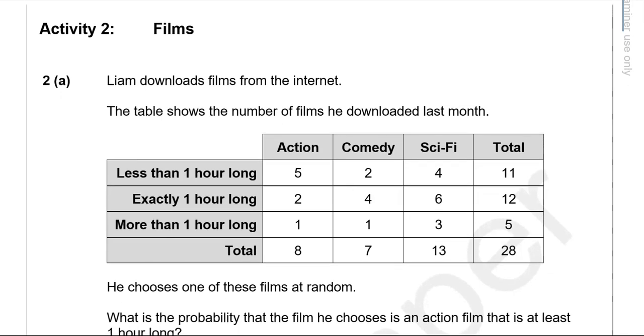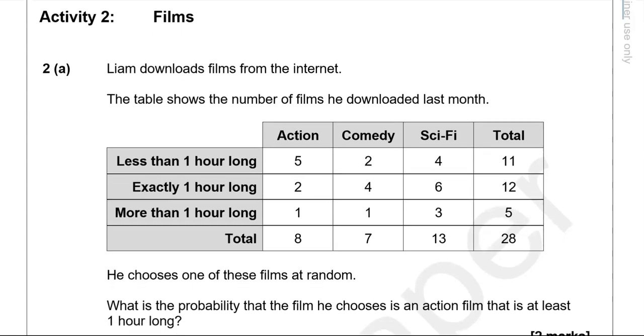Activity 2, Films. Liam downloads films from the internet. The table shows the number of films he downloaded last month. He chooses one of these films at random. What is the probability that the film he chooses is an action film that is at least 1 hour long?